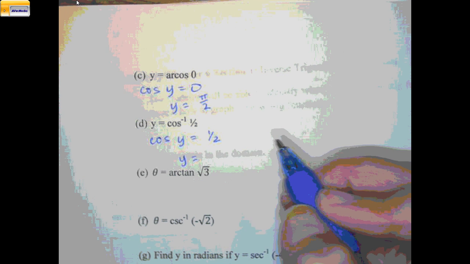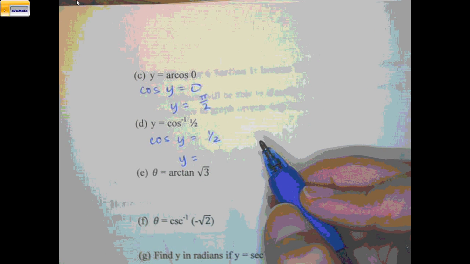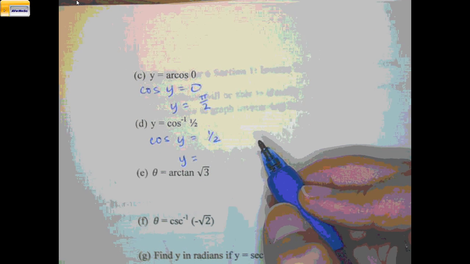The cosine of what angle is a half? Pi over 3, it's 60 degrees. If you are unsure about that, you can always double check yourself on the very back of the pink sheet. There's a gigantic chart that lists out everything so that you can look and say, okay, cosine is a half. So I go down cosine, I'm looking for a half, and it's right there at 60 degrees. It's pi over 3.